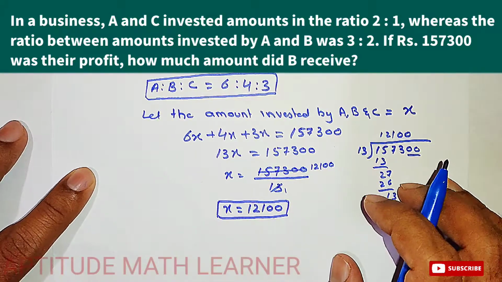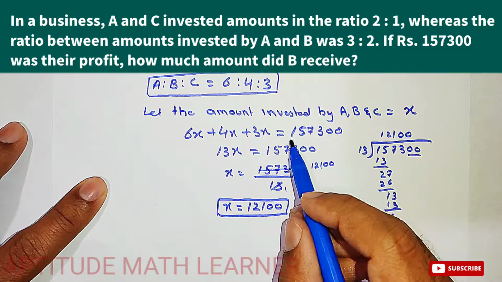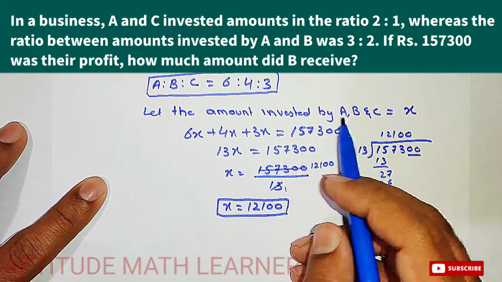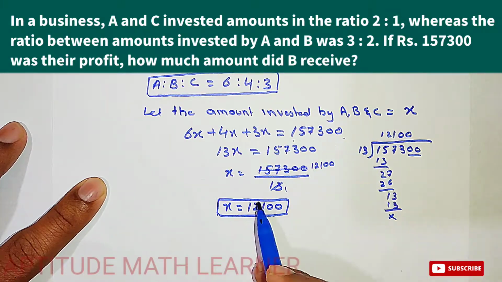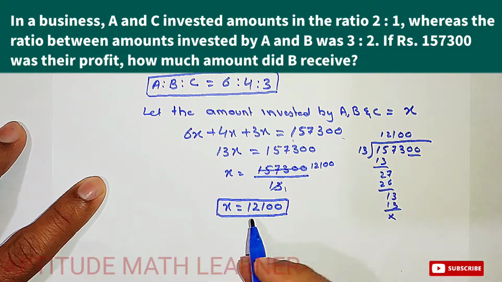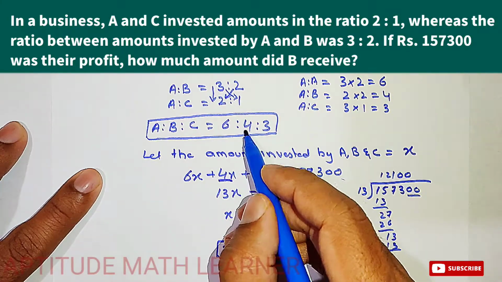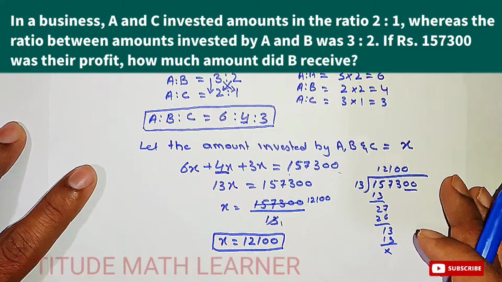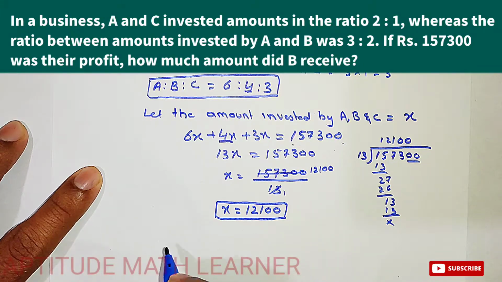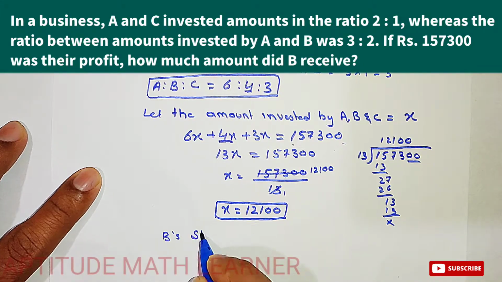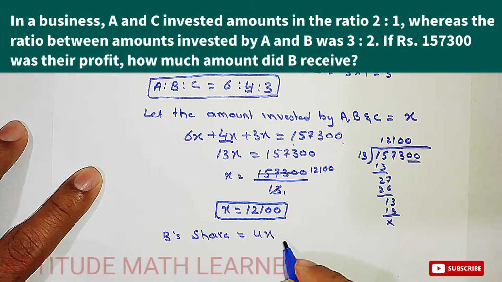Now the question asks how much amount B got from the total benefits. So from this, how much does B get? Here we have the ratio for B, that is 4x, the ratio of the amount invested by B. So now B's share is 4x. How much does this become?